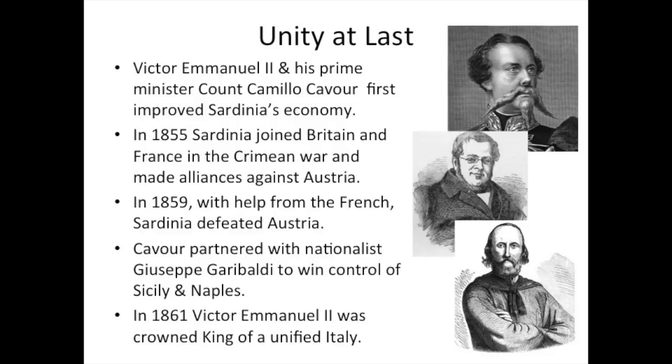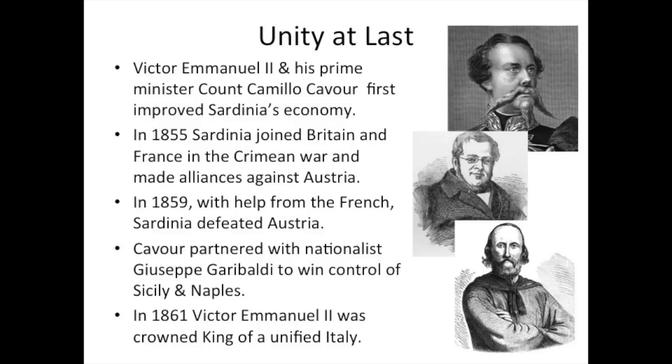After that, Cavour set his sights on the south, and he partnered with the nationalist Giuseppe Garibaldi and his group of red shirts. That's what his group was called. And together they were able to win control of Sicily and Naples. And it wasn't quite that easy. Garibaldi took those over, but then granted them back to Victor Emmanuel. And in 1861, Victor Emmanuel II was crowned king of the first unified Italy.